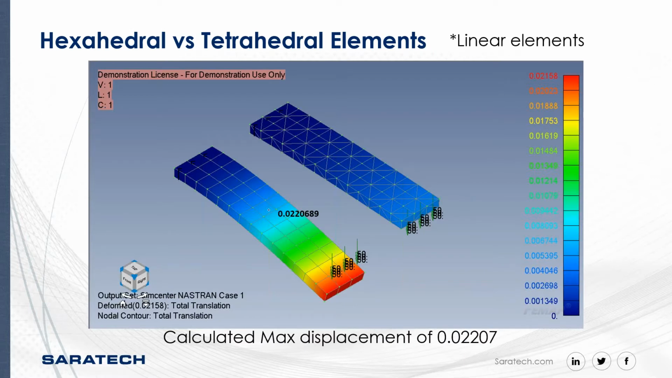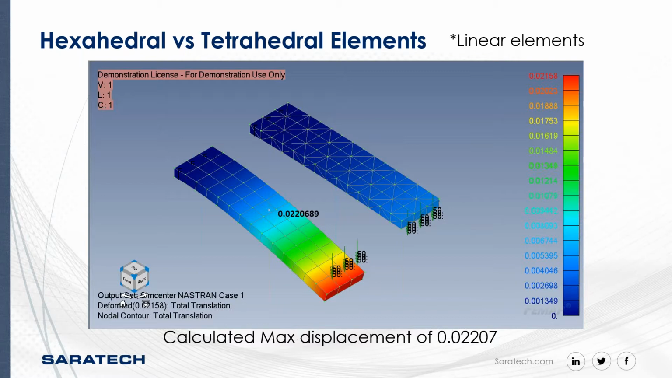So a more straightforward example of hexahedral versus tetrahedral elements, which is the most common type of mesh that you'll see, at least for solid elements, is that hexahedral elements do reach convergence on theoretical displacement values much, much easier than do tetrahedral elements.